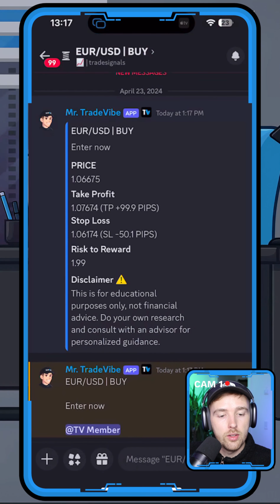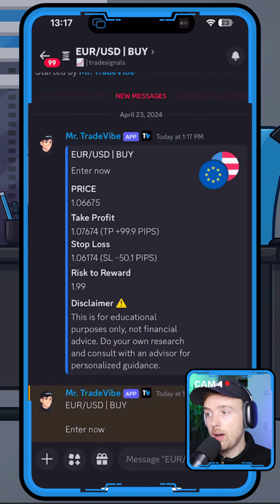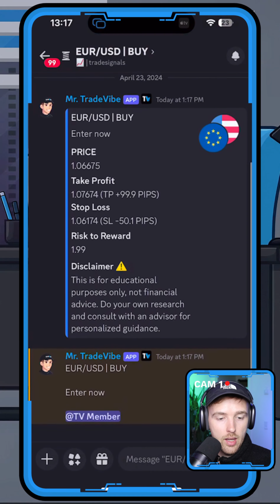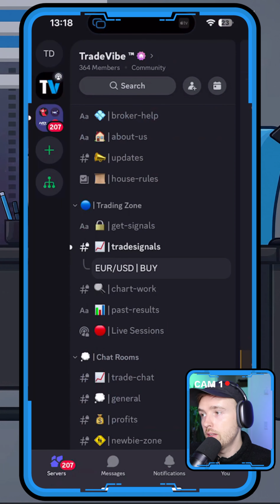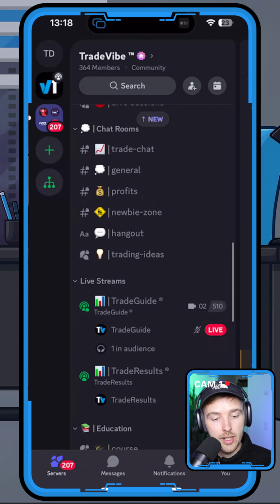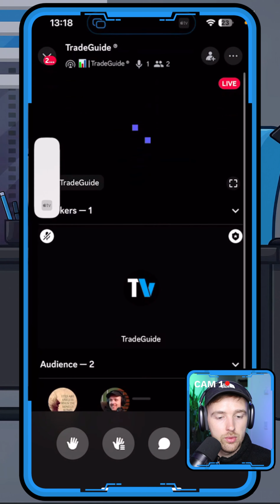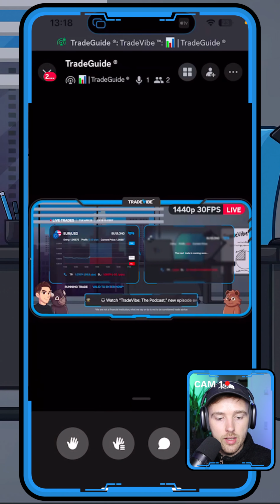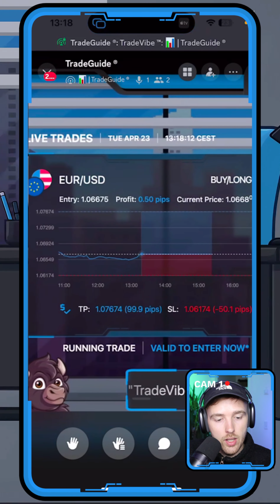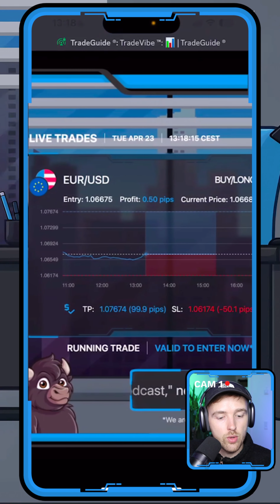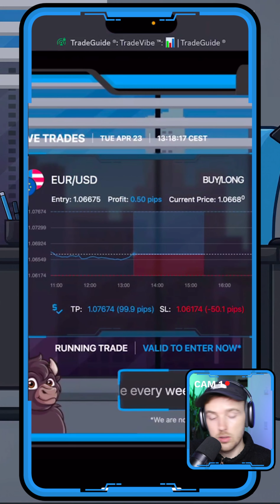You can click on it and you can see the information. It's enter now. By the way, you should at this point already hurry up and enter, but right now I'm just going to explain what happens here. We got a stop loss of 50 pips and a take profit of 100, and then a risk reward of 2. As you can see here underneath, there's a thread open called EURUSD buy. If you then go to trade guide, you will be able to see that the trade is now running. You got the visualization of the trade. It says running trade, valid to enter now, so you are still good to go.